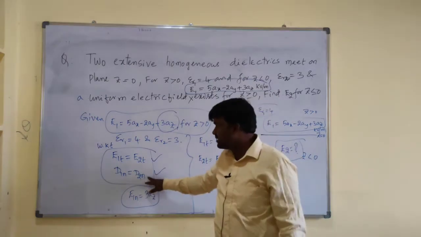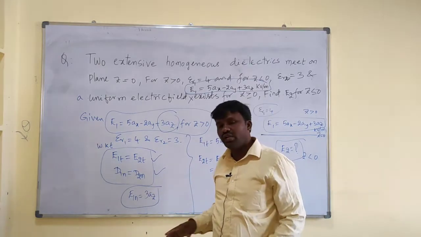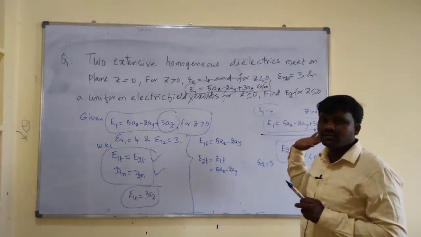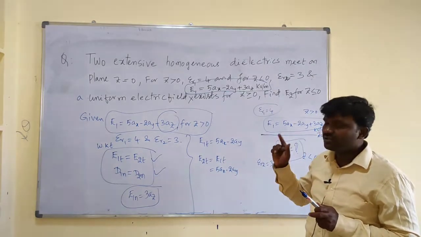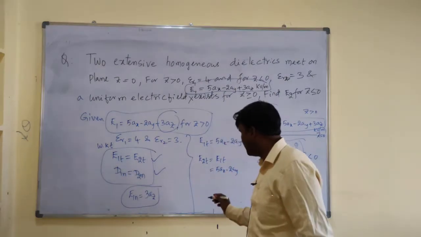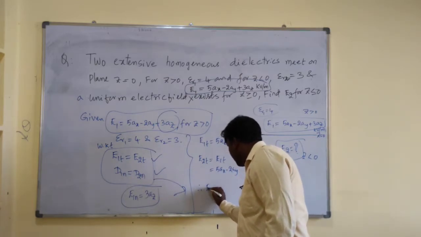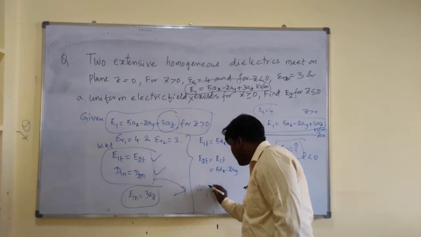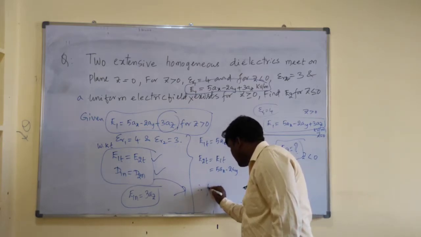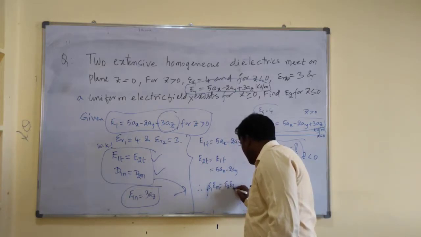In this case, they did not mention the surface charge density rho s. That is why we need to assume that this boundary is free of charge. Boundary is free of charge means rho s is 0. So, as rho s is 0, we can take D1n equal to D2n. Therefore, since D equals epsilon into E, we can write epsilon 1 E1n equals epsilon 2 E2n.